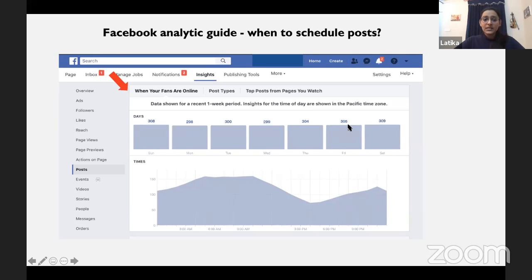Facebook also offers these insights. So another advantage is you can see the time of the day when your posts are actually doing better. So you can circulate your tweets and your posts around that time. You don't want to circulate at 4 a.m. in India where no one will be up. You want to circulate it at the time when people are most active.